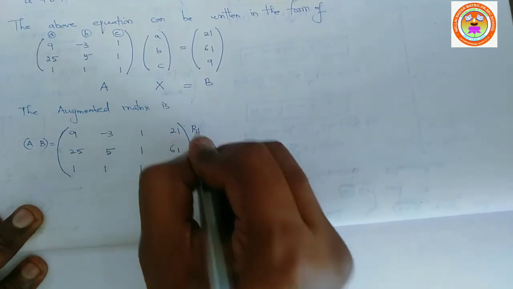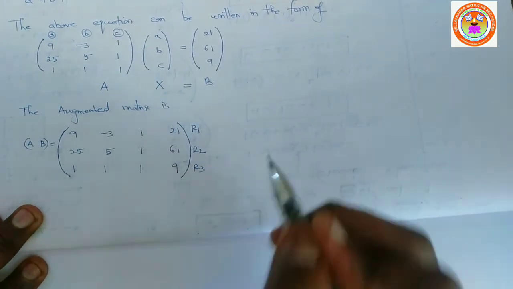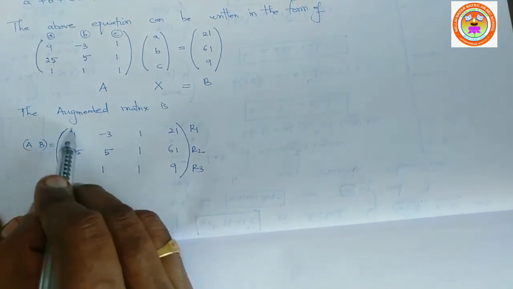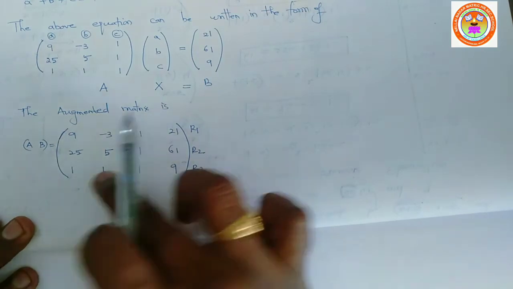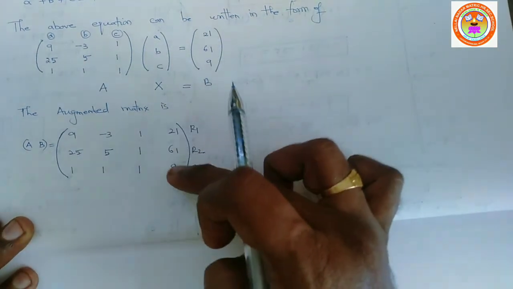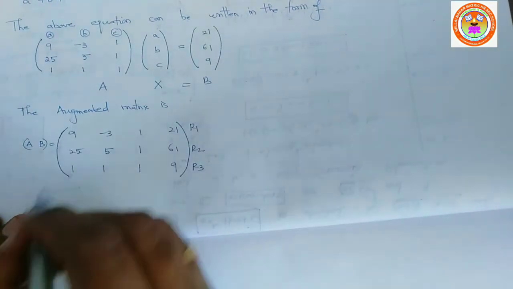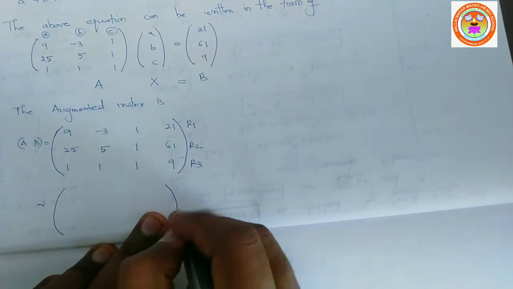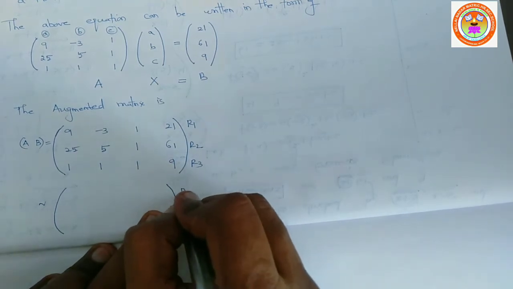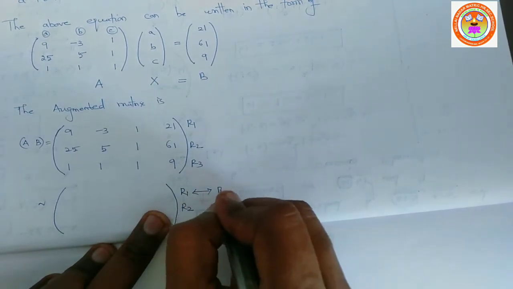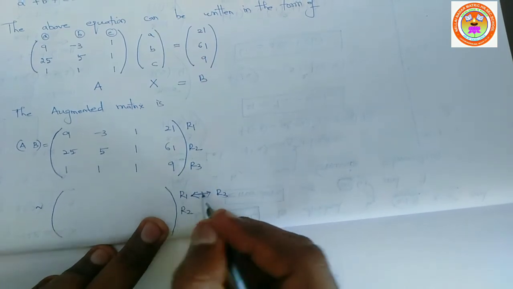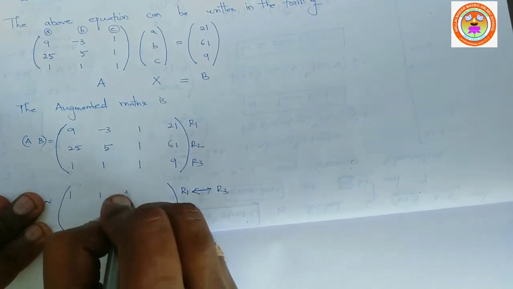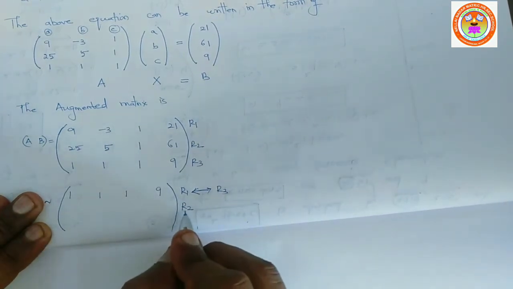So these are R1, R2 and R3. In the augmented matrix, the first entry of R1 should always be 1. So we will move R1 to R3 and R3 to R1 so that we can get the answer. There is no change in R2. So R3 moves to R1: 1, 1, 1, 9.